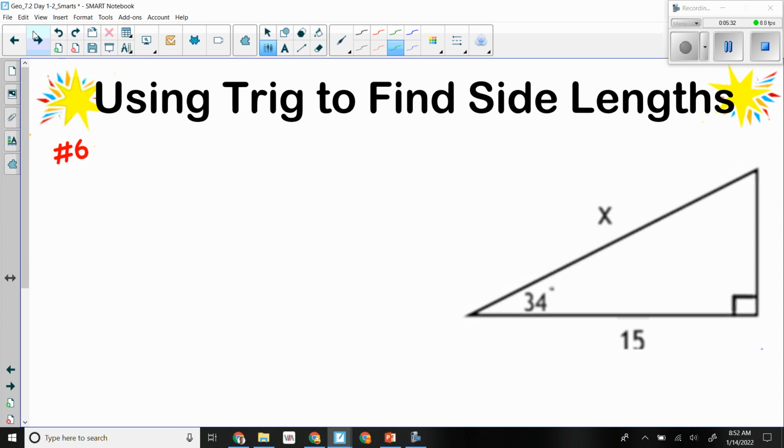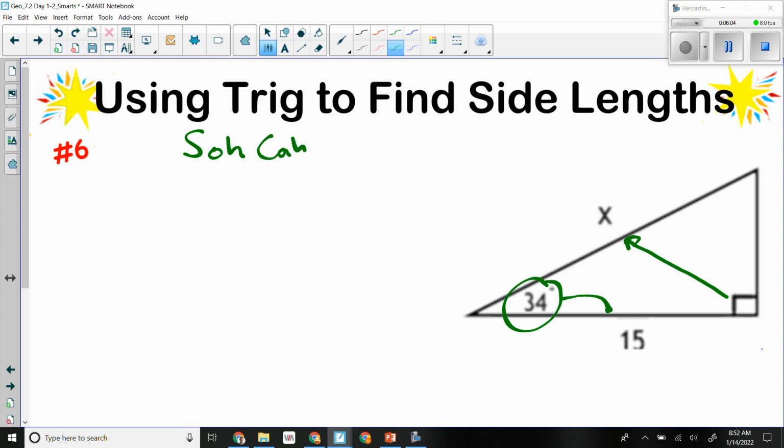All right, now we're back to number 6. I don't know how these are numbered, but hopefully you guys are getting it all figured out in your notes. Okay, here I have another 34 degrees, and compared to this, I have my adjacent 15 and my hypotenuse x. Good, I'm glad we have one like this. This is where it starts to get a little bit tougher. So again, compared to my angle, I have the adjacent and the hypotenuse.